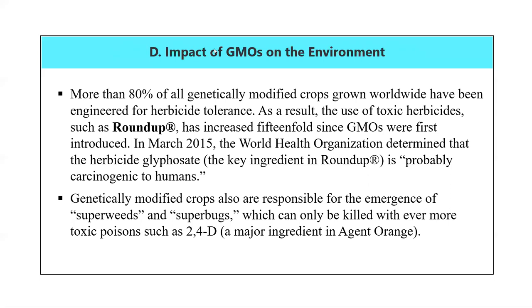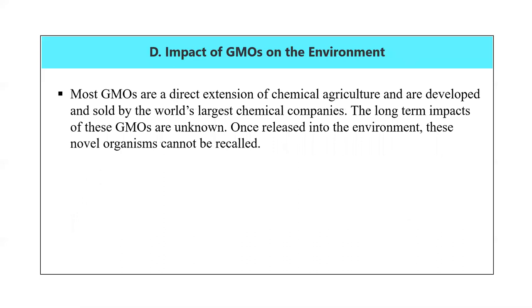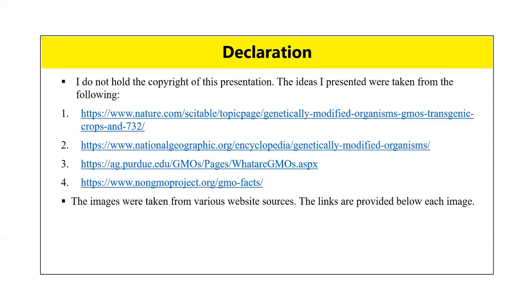Genetically modified crops also are responsible for the emergence of superweeds and superbugs, which can only be killed with even more toxic poisons such as 2,4-D, which is a major ingredient in Agent Orange. Most GMOs are a direct extension of chemical agriculture and are developed and sold by the world's largest chemical companies. The long-term impact of these GMOs is unknown. Once released into the environment, these novel organisms can no longer be recalled. Okay, so that ends my presentation.